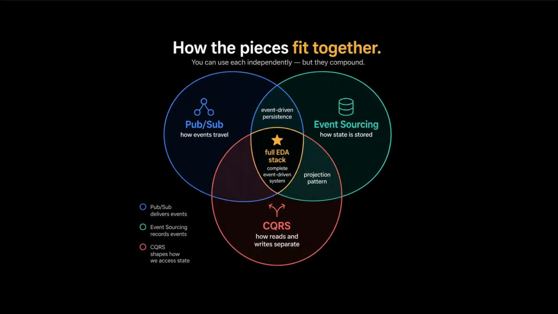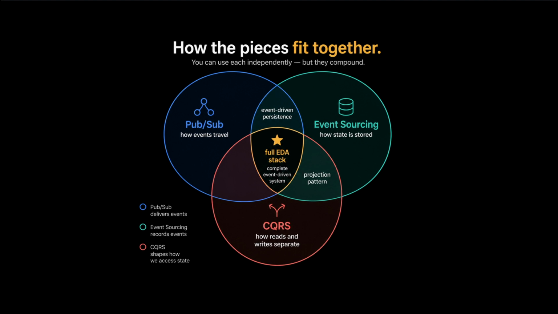So before we wrap up, let me give you a mental note that ties this all together. These three patterns are not a package deal. You can actually use each one of them independently. Pub/Sub is just a communication pattern. It's how events move between services. Event sourcing is about persistence, storing what happened instead of current state. CQRS is about access patterns, optimizing reads and writes separately.